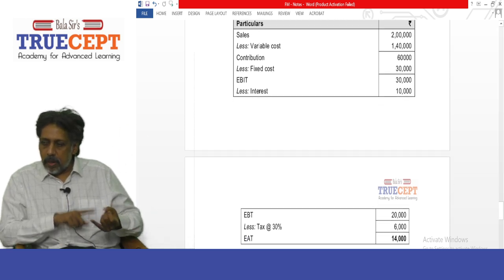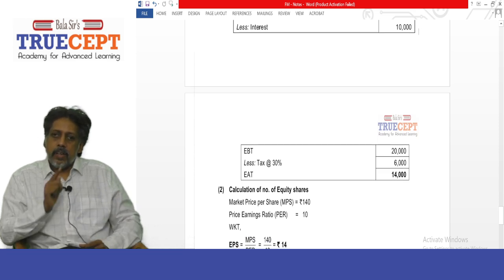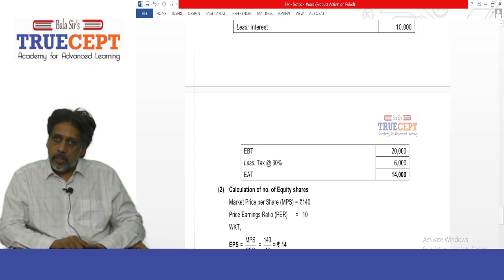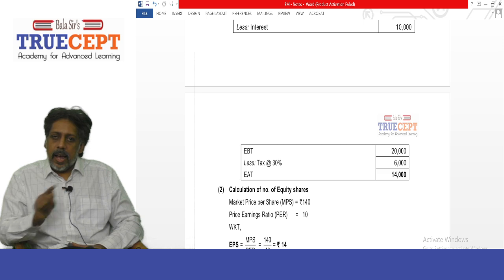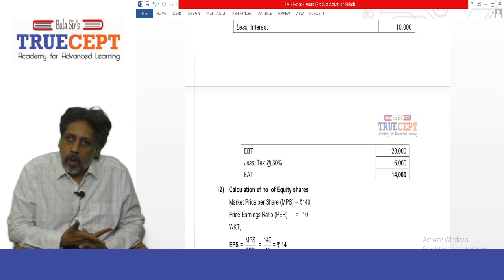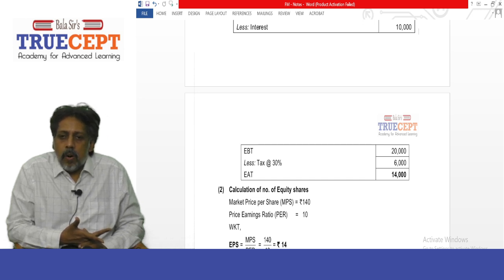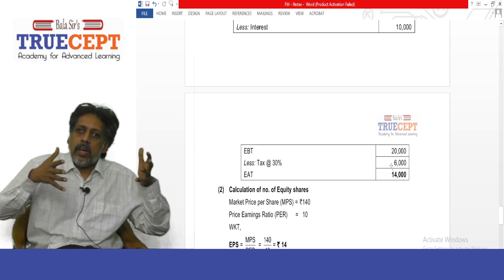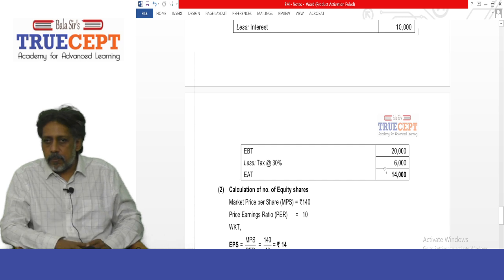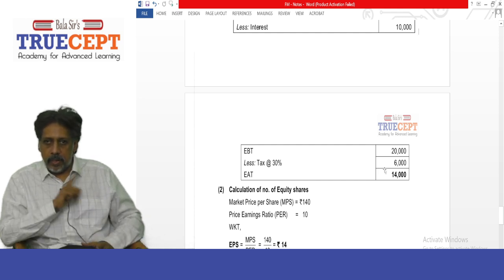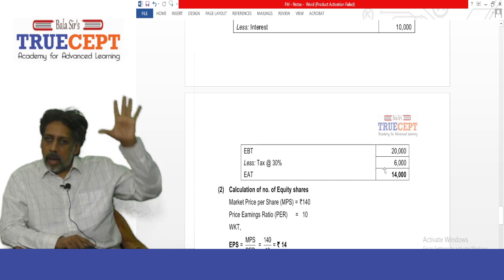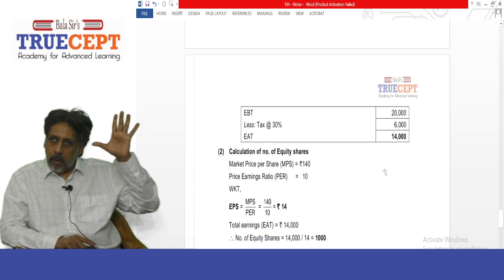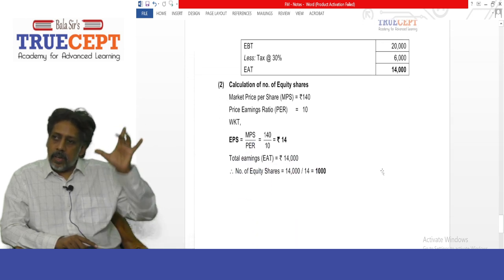And interest 10,000 rupees. EBT 20,000. They have shown a working for this also. Less tax at 30%, rupees 6,000. Then your earnings after tax is 14,000 rupees. Have this in mind: 14,000 is the profit or earnings available to the equity shareholders. Anyway, no preference shares, no preference dividend. Now I'll use the formula for price earnings ratio to find the earnings per share.